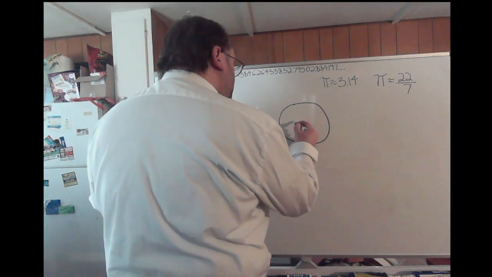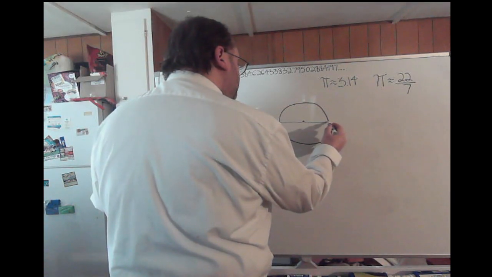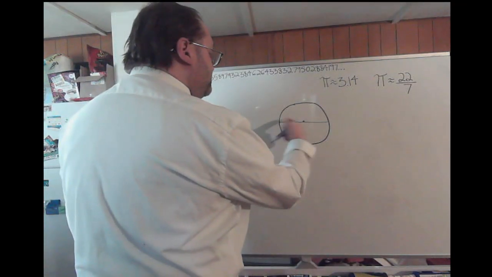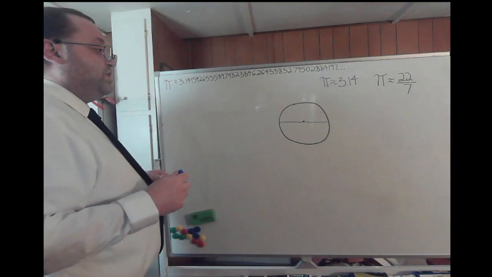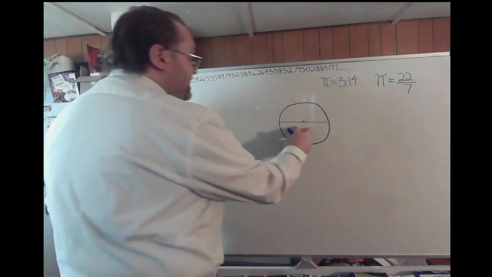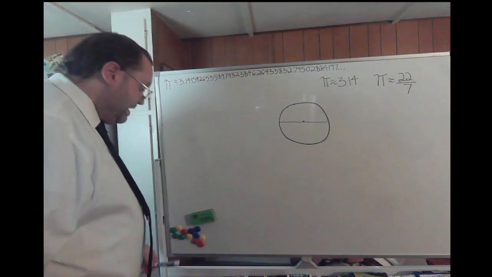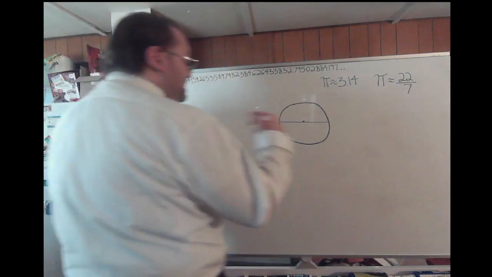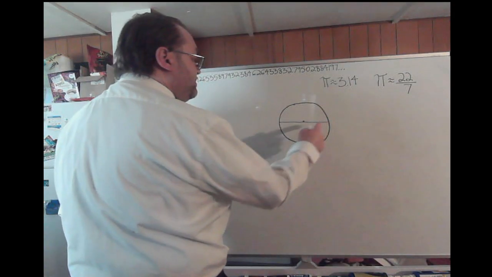And then we have the line that runs through the center of the circle, connecting two endpoints on the circle. That's called the diameter. So when you hear of an 8-inch pizza, they're talking about the diameter of the pizza being 8 inches. So we got the diameter. It runs through the center of the circle from one endpoint of a circle to another.